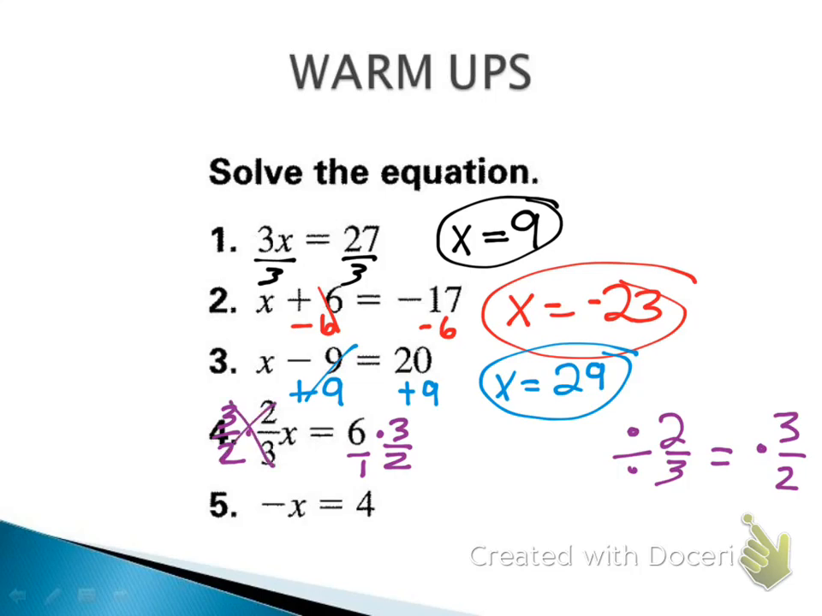Alright, so those give you 6/6x, which is 1x, that's what we're after, equals, when you multiply across the top you get 18, across the bottom you get 2. What's 18/2? 9, very good.